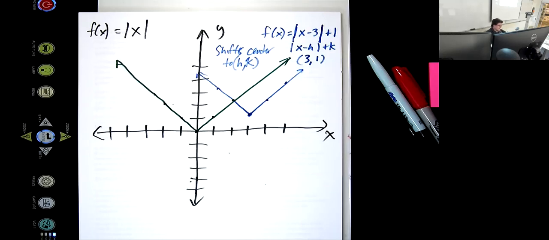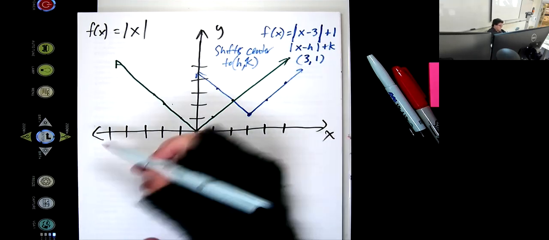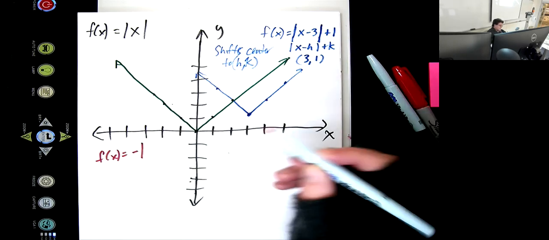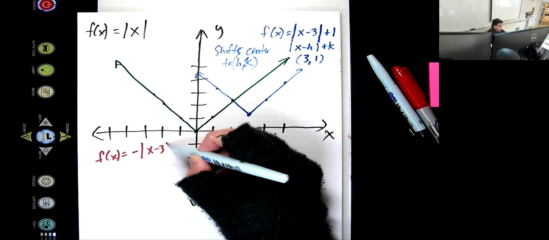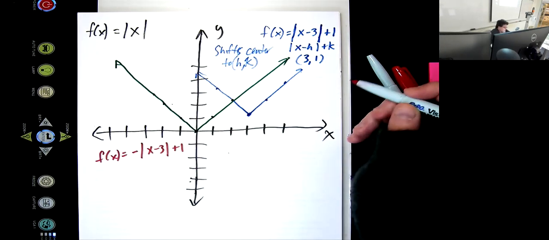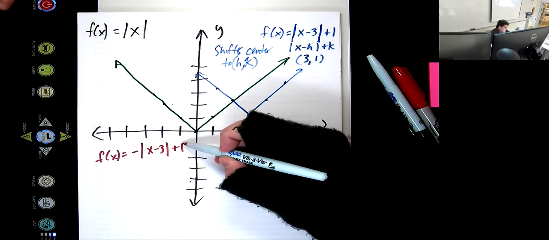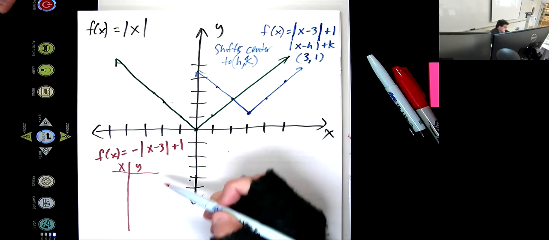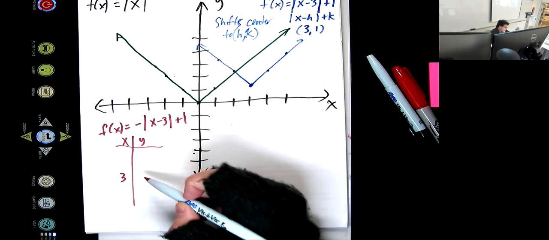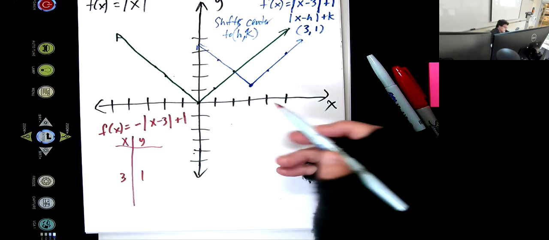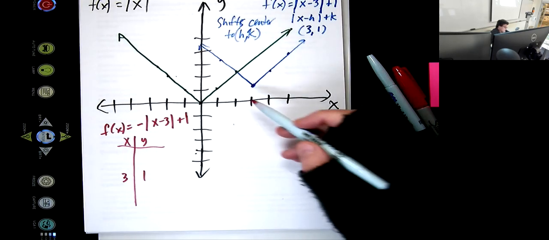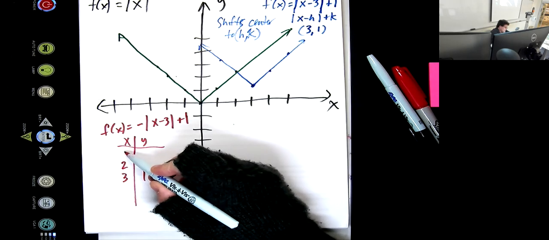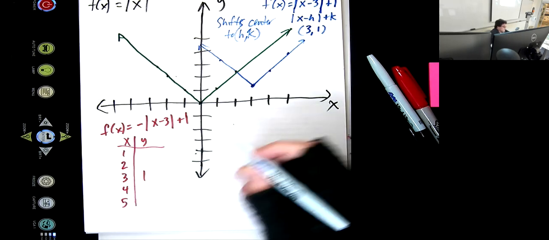And if I were to add a negative to it, negative absolute value of x minus 3 plus 1. Well, if you want to see with the table, let's look at our starting point there. If I plug in 3, I still get 1. So it's still going to that point. If I do like -1 and then +1 each direction.